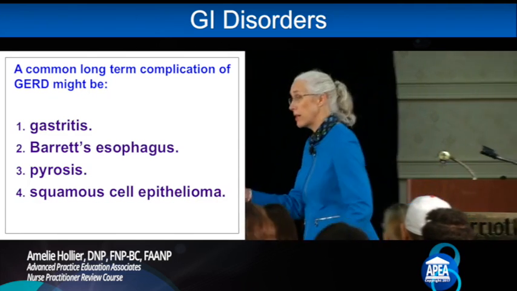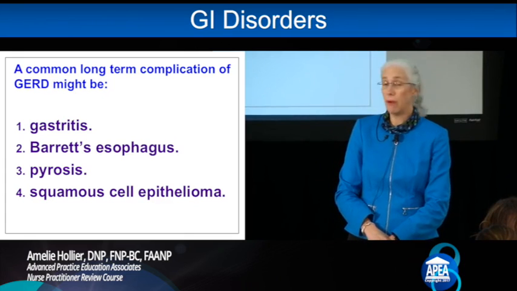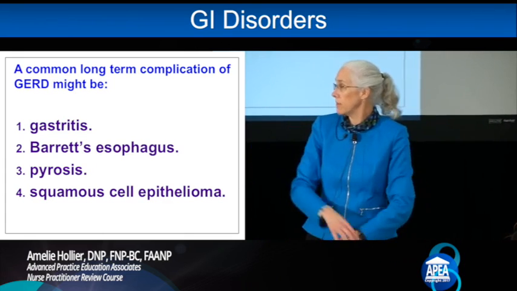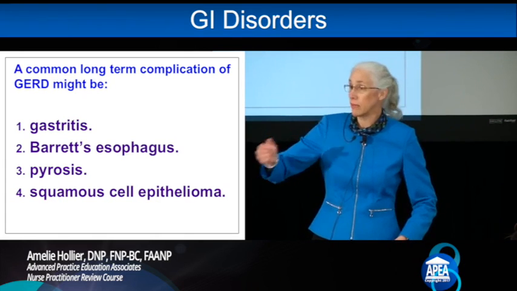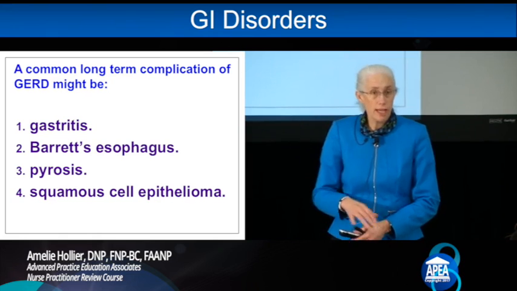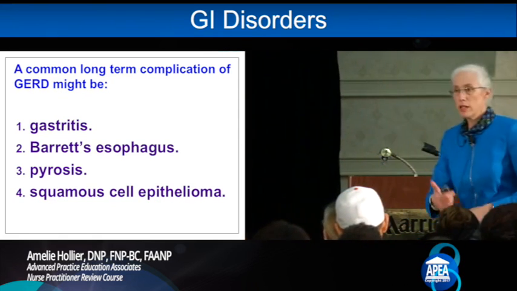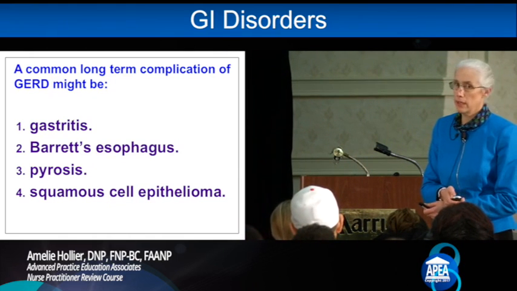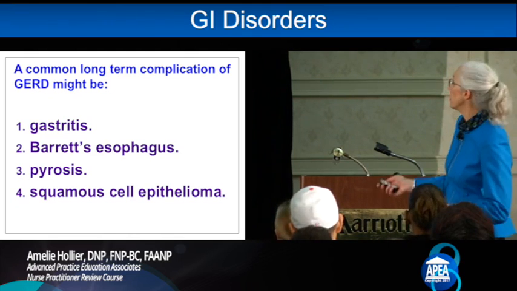If we send you to GI, they scope you, they find Barrett's, we can probably turn you around. You know how we're going to do it? We're going to give you BID PPIs and an H2 blocker at bedtime. Because the H2 blockers don't need stomach acid to kick in. The PPIs do. Consequently, we can probably turn you around with Barrett's. But if you progress to esophageal CA, our chance of turning you around is not nearly as good. All right? So GERD, take-home point, is not a benign disease.